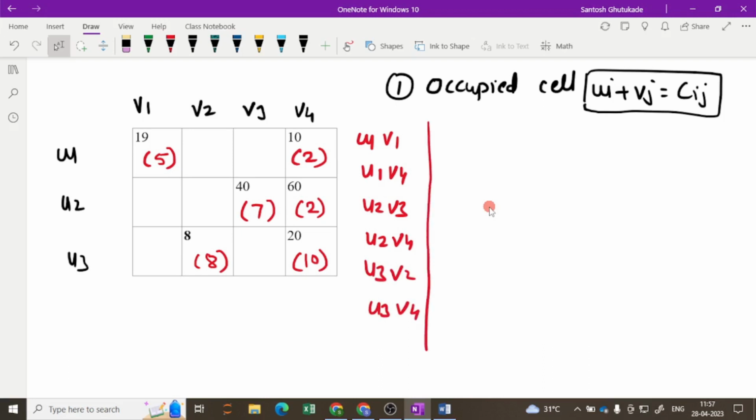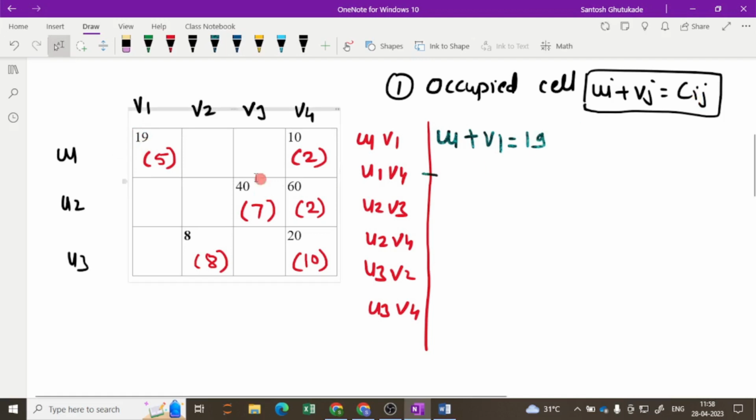Now we have the relation ui plus vj is equal to cij. Here ui means this u1 row, and vj means this v1 column. cij is nothing but this cost, which is 19. So u1 plus v1 is equal to 19.